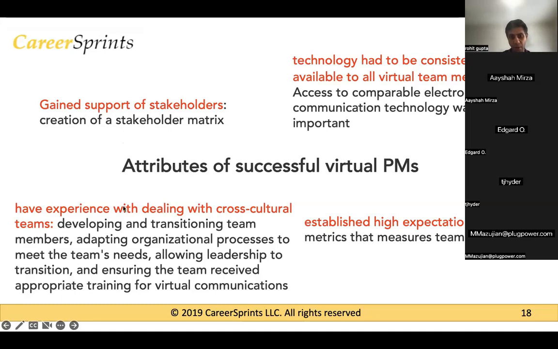So, I'm actually going like this. I'm going from the top to the bottom, then to the right, and then I'll go back to the top again. So, establish high expectations.